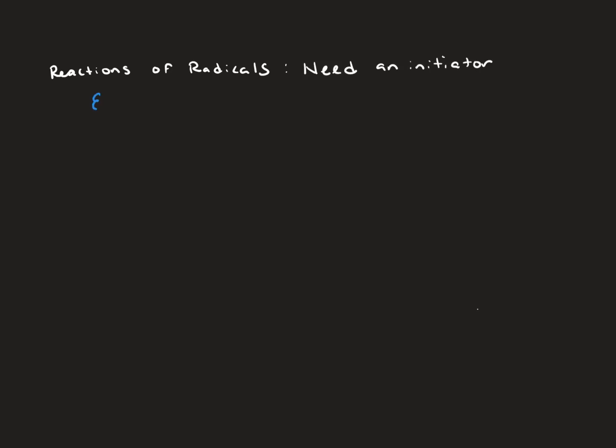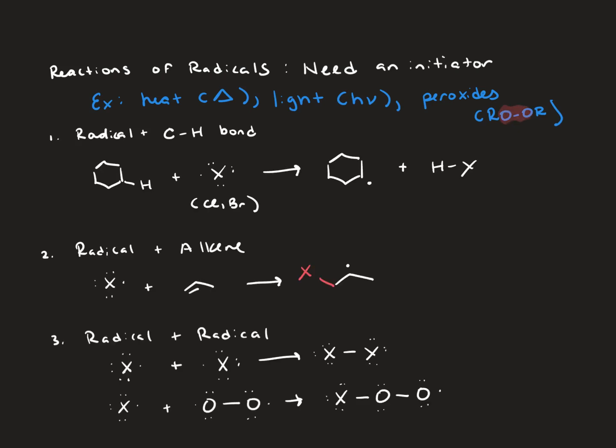or it can be an actual chemical. So the examples that we'll see most often are heat, which we're going to see abbreviated as delta, light, which we see abbreviated as H nu, or some sort of chemical. And so the most common chemical is going to be peroxide. And so peroxides are going to be abbreviated as ROOR or R2O2 or something like that, where this OO bond is a particularly weak bond and is what makes it a peroxide.